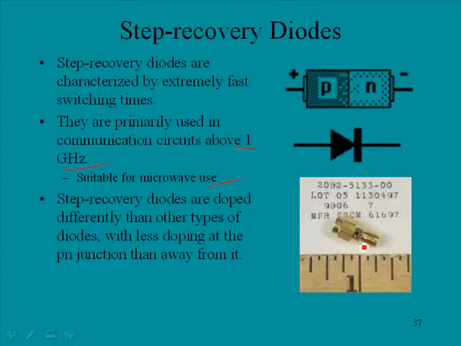They're relatively small. Step recovery diodes are doped differently than other types of diodes, with less doping at the PN junction than away from it. So there's going to be less doping at the junction than in the regions away from it. And this picture here kind of depicts that.